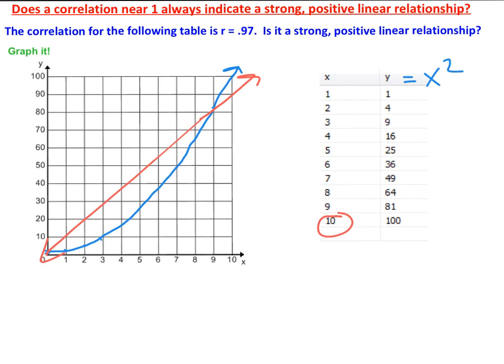But point being, don't fall in love with R. You know, to just say, oh, R is 0.97. We have a super strong linear association. We might, but we should back that up with a little bit more checking on our scatter plot to see, hey, okay, R is close to 1, and yeah, we're really convinced that the data is linear too.